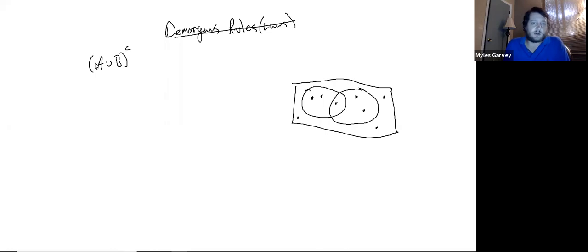Okay, so I have A union B, which are all the elements in the circles here. I want to know what's outside of those circles. Well, if you notice, this is A, and this is B here. What is outside this union of the two sets? Well, I have three data points that are out here, and you'll notice that this data point and this one and that one as well.